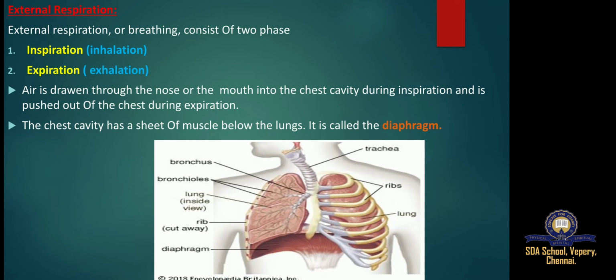Today we are going to discuss external respiration. Take a deep breath in and now let it out. Guess what? You just used your diaphragm. The thoracic diaphragm, more commonly referred to as simply the diaphragm, is a combination of muscles and tendon that allow you to inhale and exhale.